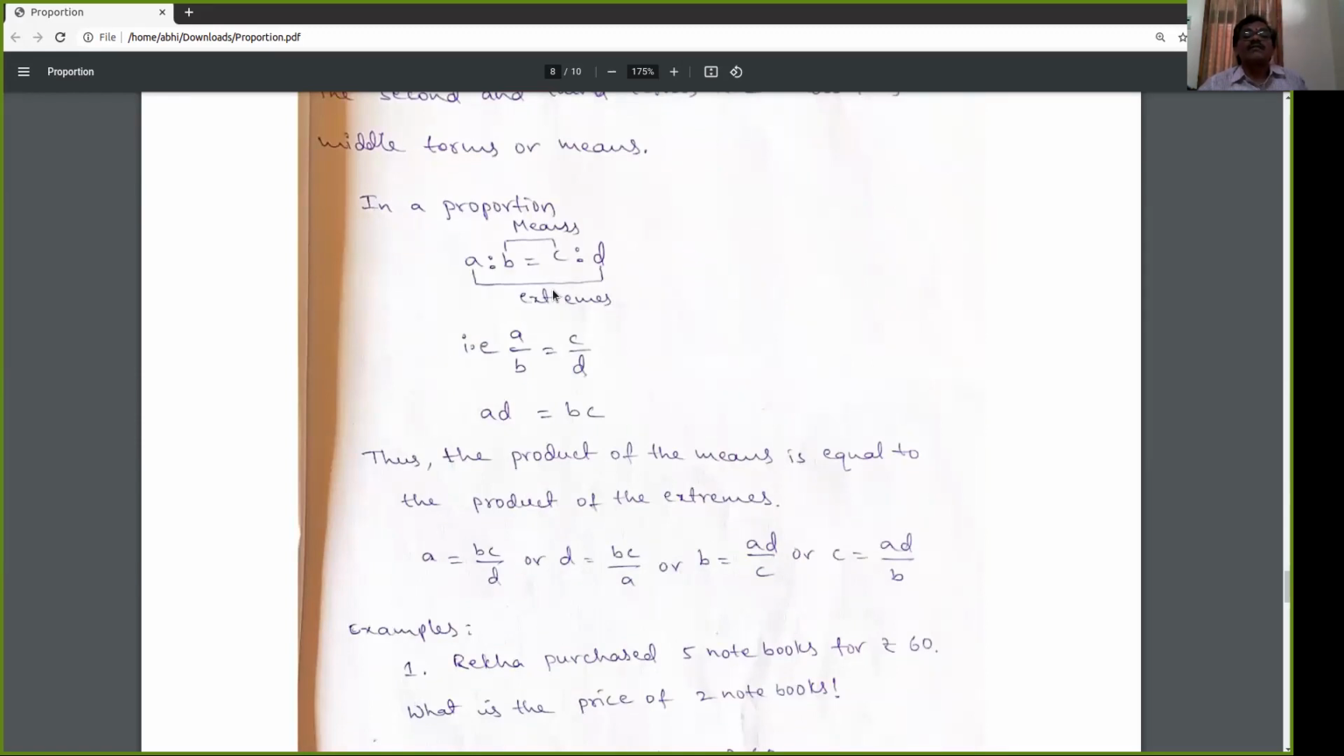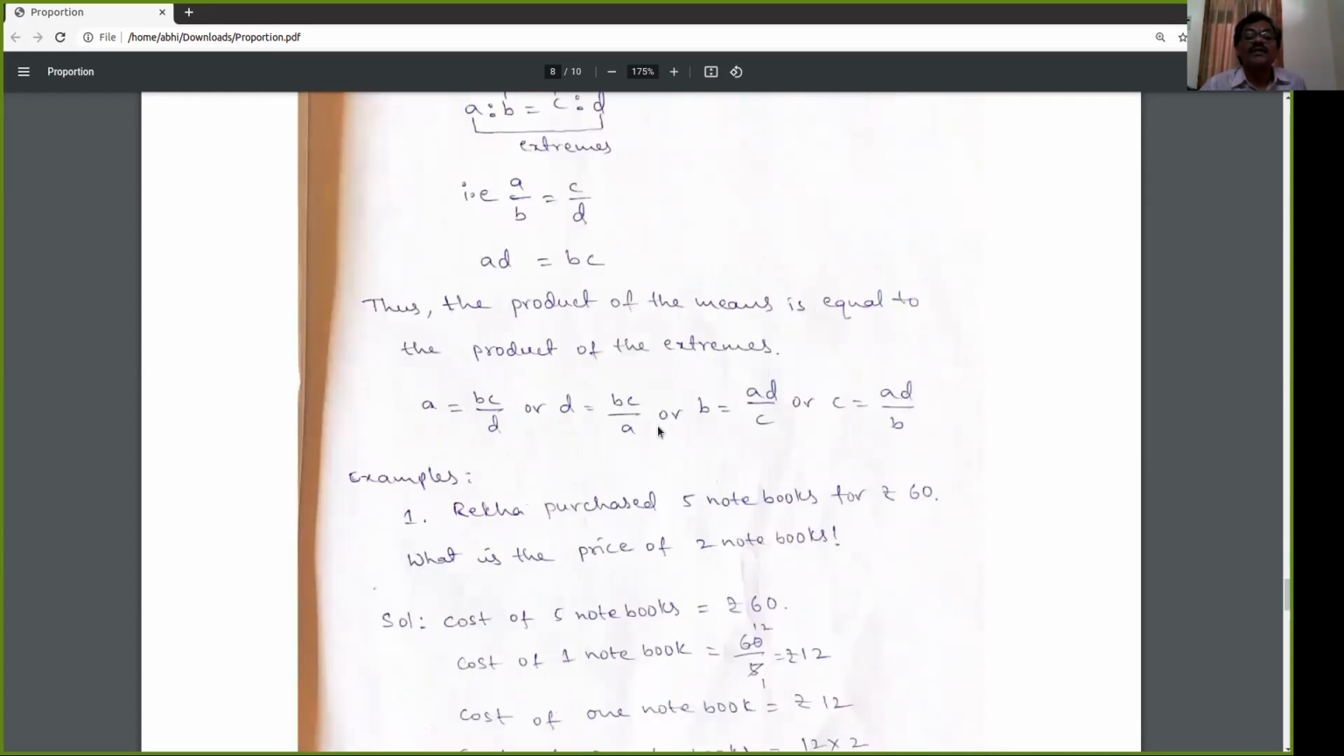Second and third terms are known as middle terms or means. If the two ratios are equal, if A:B is equal to C:D, then the product of extremes equals the product of means. That is A into D is equal to B into C, or we can say A by B is equal to C by D. By cross multiplication, if we take D from RHS to LHS, and B to the right side, we get A into D is equal to B into C, that is, the product of extremes is equal to the product of means.